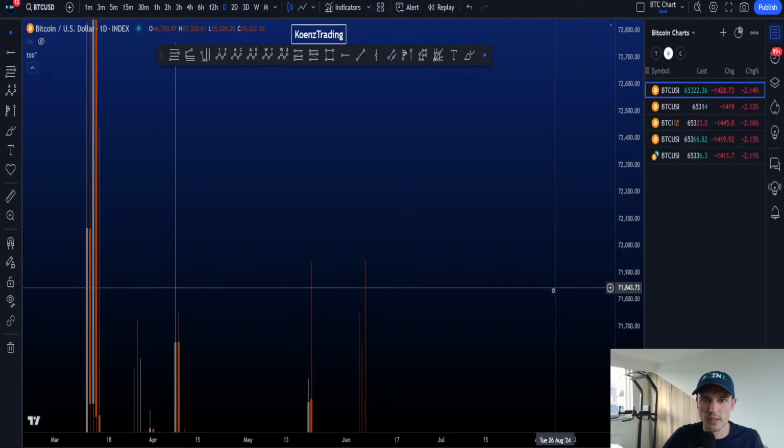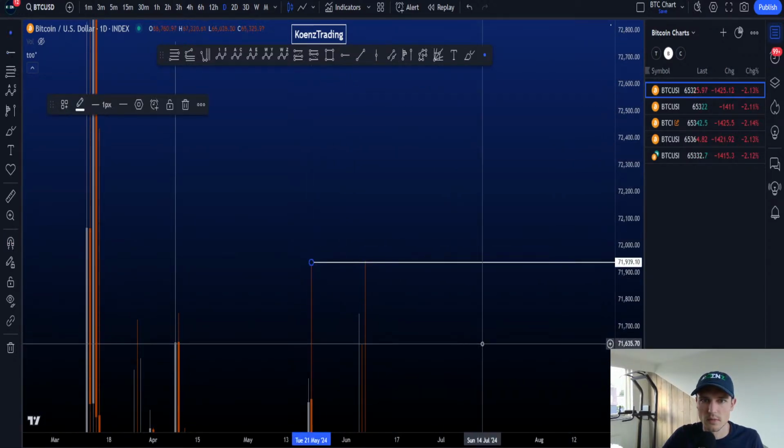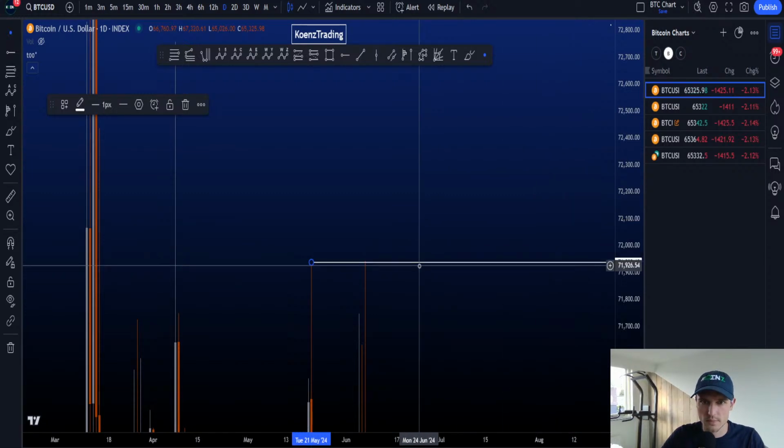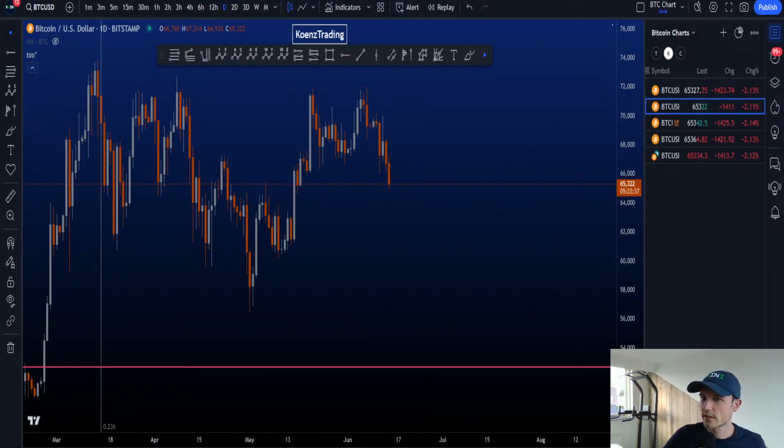So this is the index chart, which took the high. So I will keep an eye on chat because chat is on my second screen.